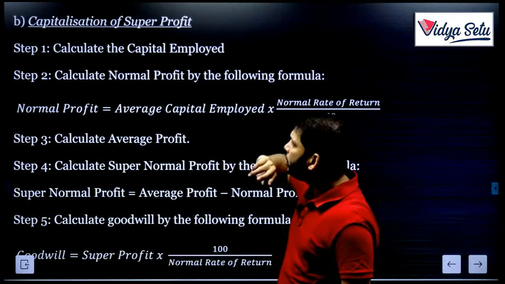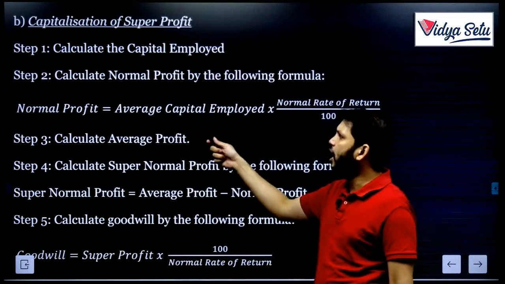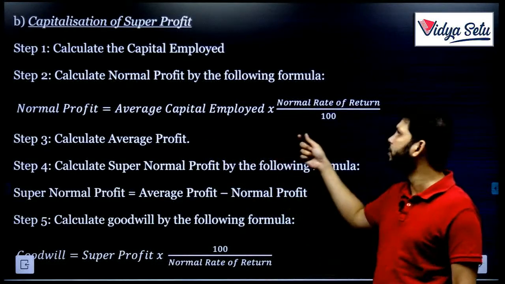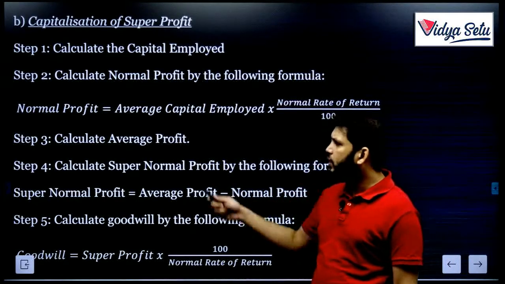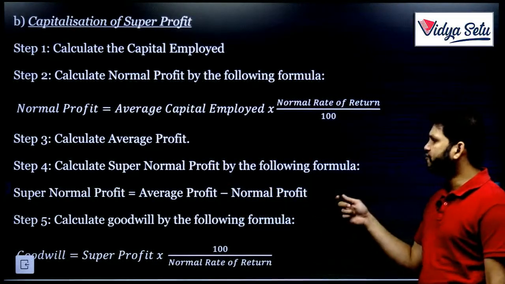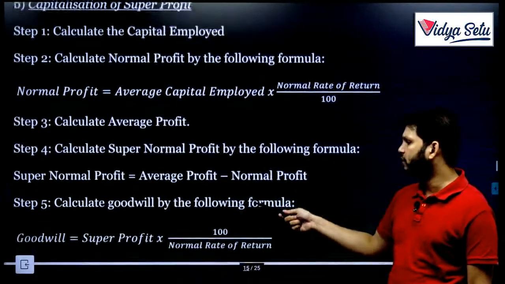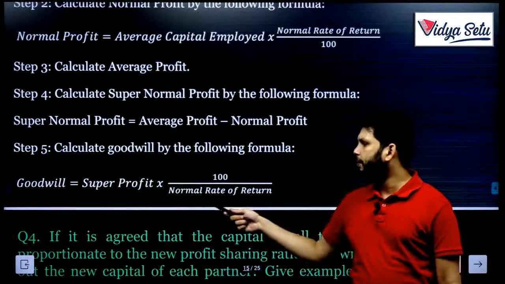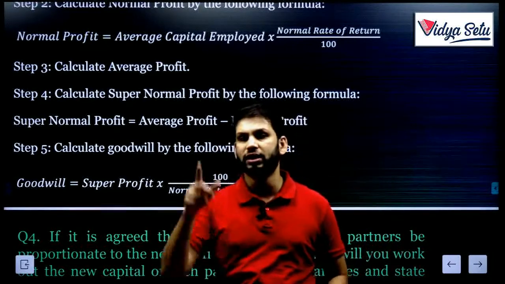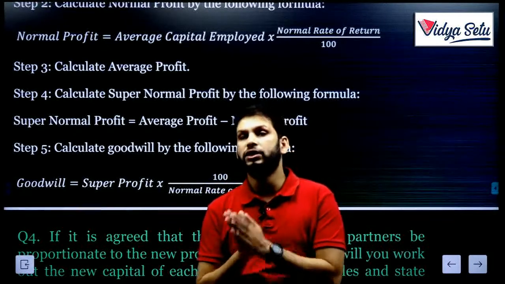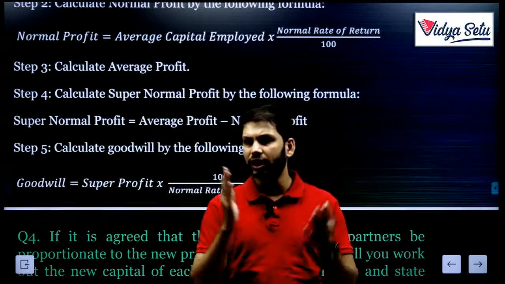Calculate the capital employed, calculate the normal profit by the following formula. Normal profit is average capital employed or just capital employed multiplied by normal rate of return upon 100. Calculate average profit, calculate supernormal profit by following formula. Supernormal profit is average profit minus normal profit. Calculate goodwill by the following formula. Super profit multiplied by 100 upon normal rate of return. So do remember these, there is a difference in how to calculate by capitalization of average profit and capitalization of super profit. In this video we are stopping here.